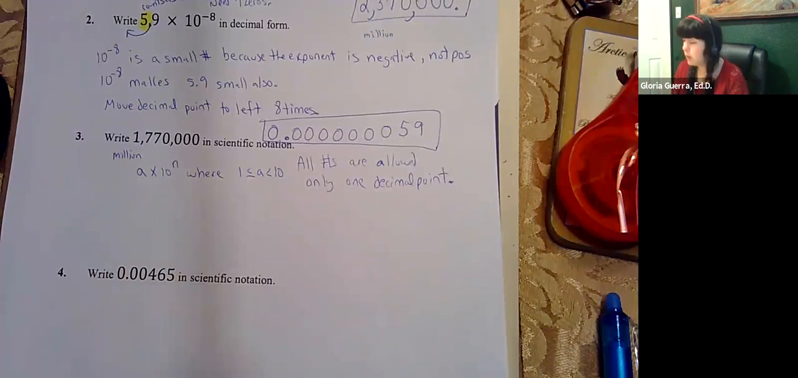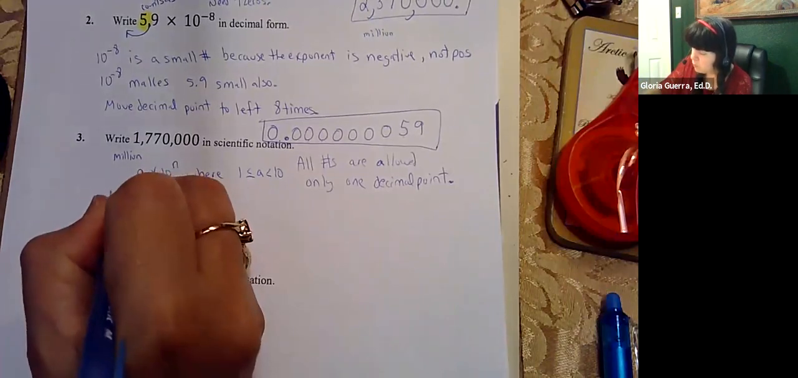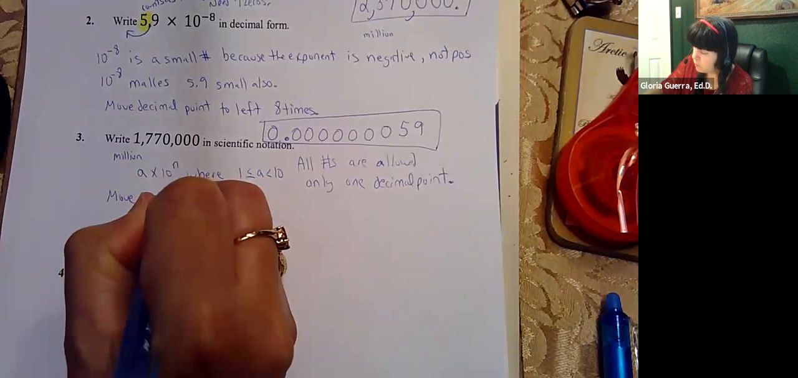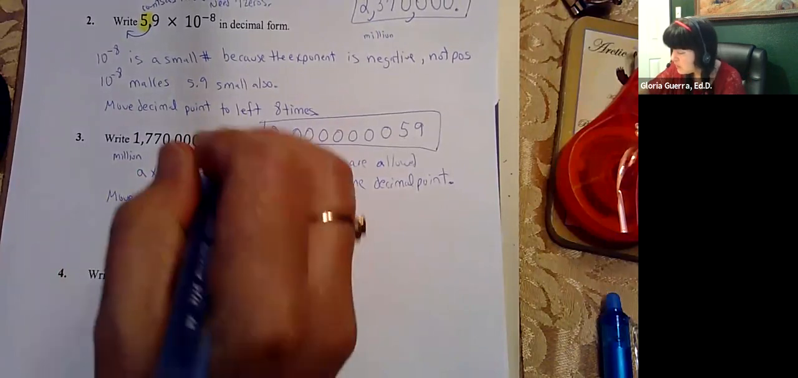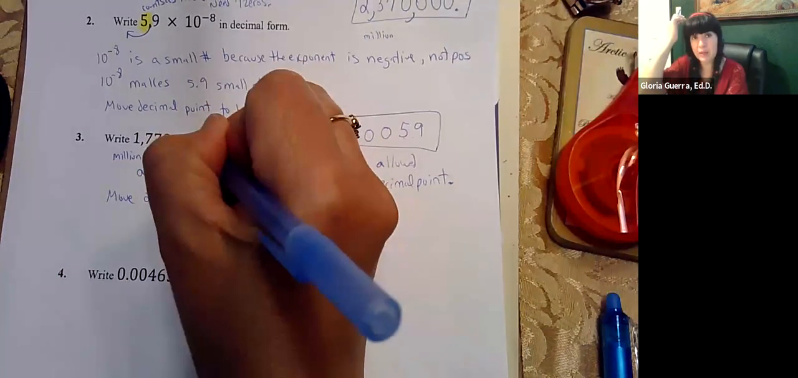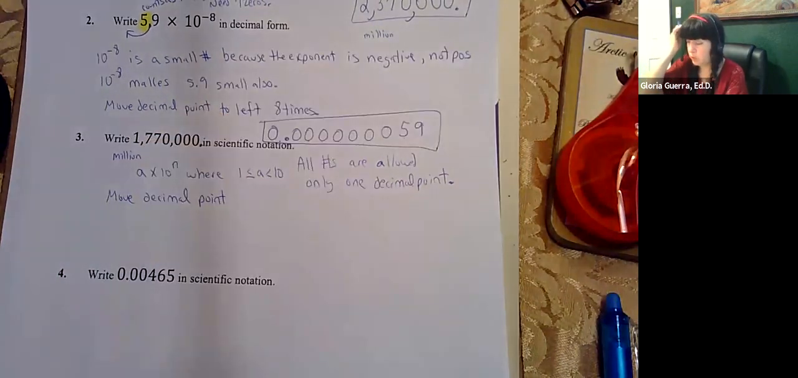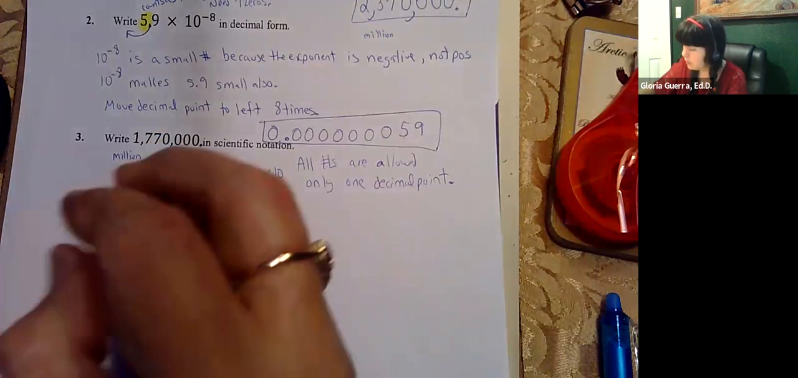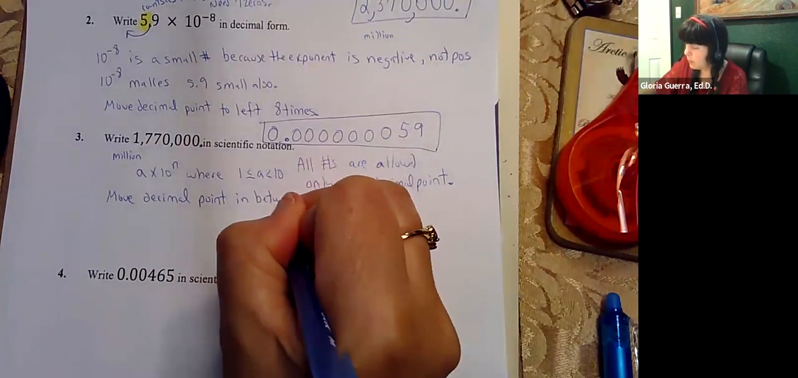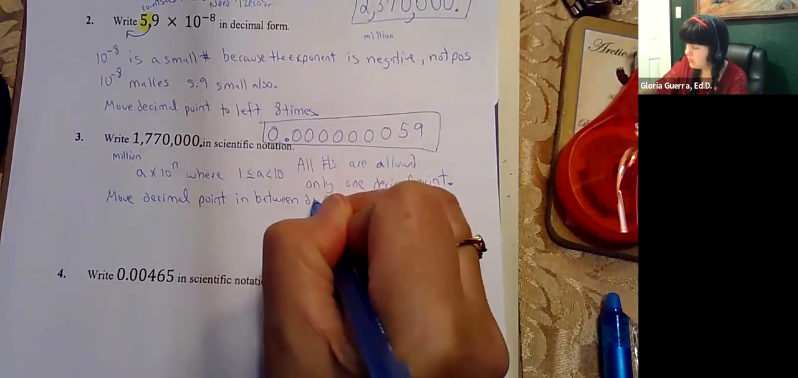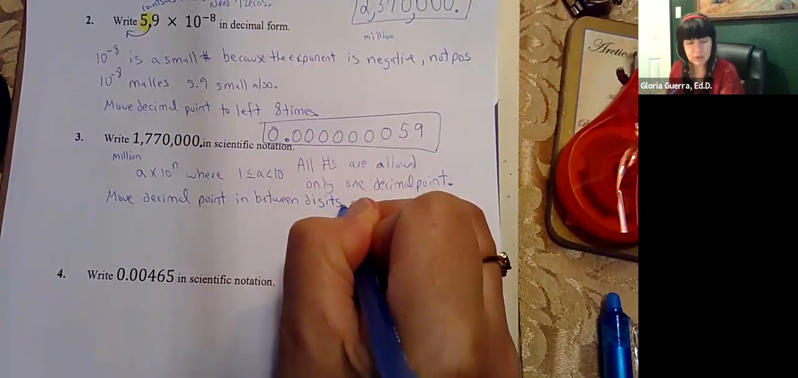And so on your A, you have to move your decimal point. And if you're like, well, I don't see it, it's hidden in the back, and it's imaginary in the back. But you're going to move your decimal point basically in between digits.